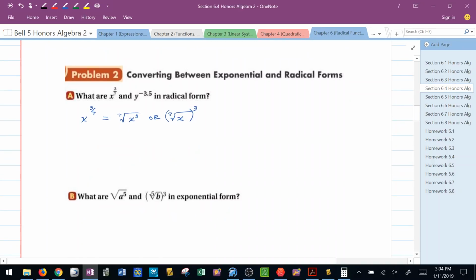Now, which one do I always want you to do? I can't tell you that. It totally depends on the situation and the scenario. More times than not, I would answer it this way, the 7th root of x to the 3rd.